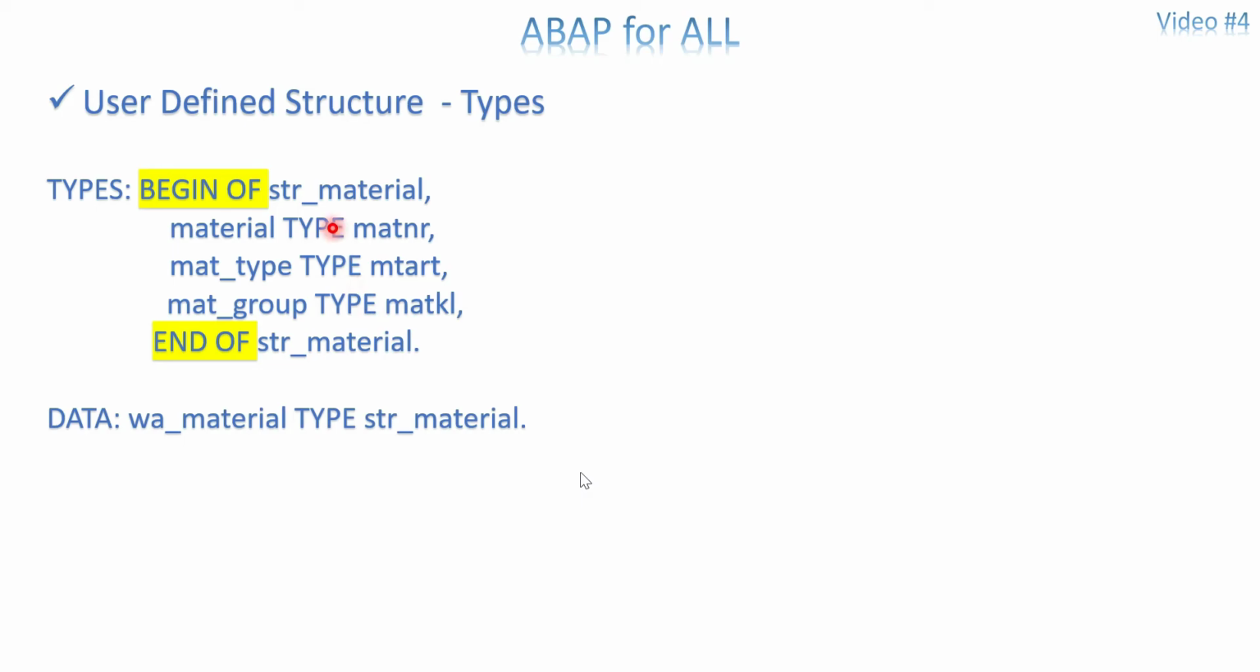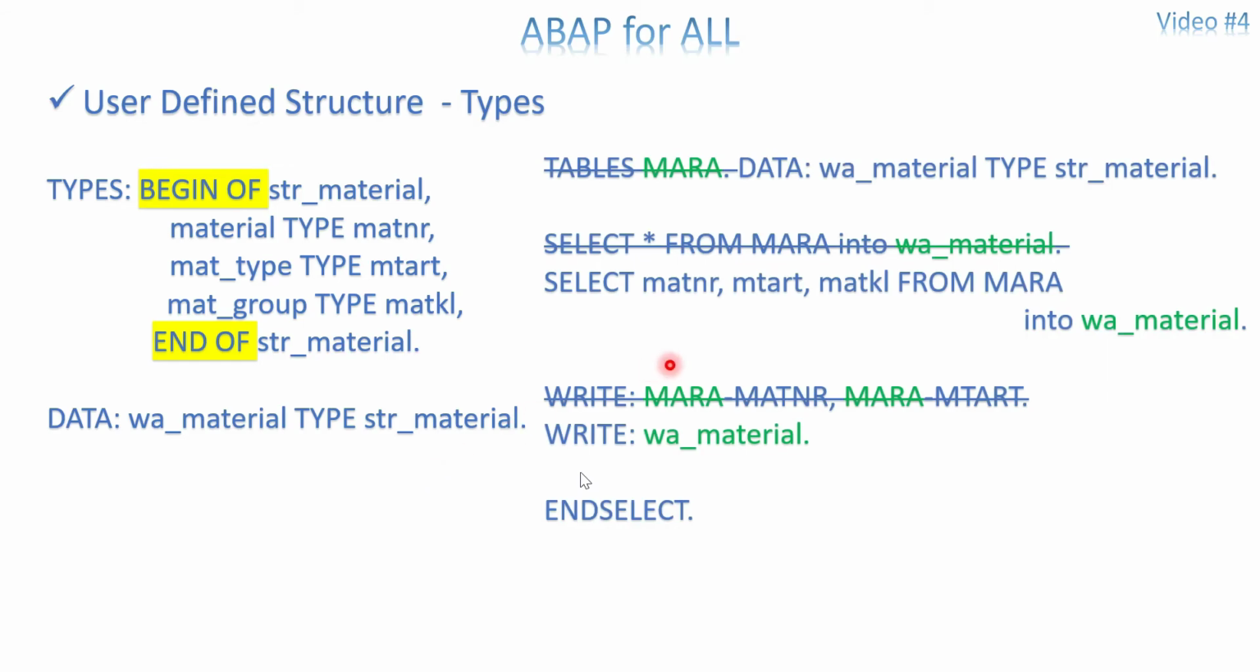So this is my current one, right? Begin of, end of, and material and everything. And the program is going to change like this. I'm not going to use tables. Anyway, it's an outdated keyword, don't use tables.